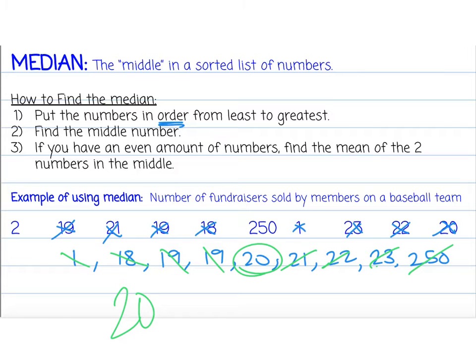And again, if you had been left with 2 numbers in the middle, then you would add those 2 numbers together and divide by 2 to figure out which number is in between them. So that's the median.